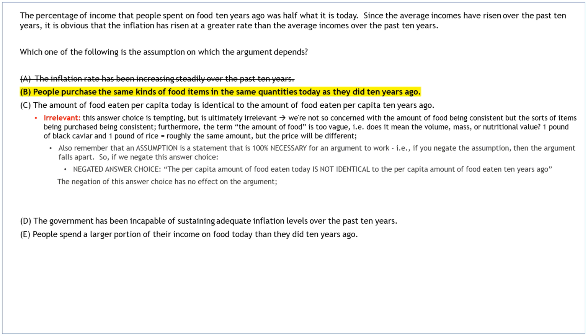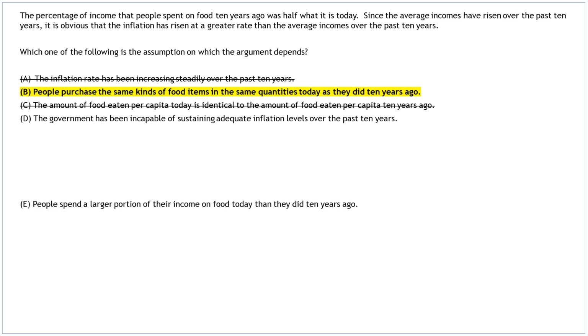Let's also test it, using the assumption negation technique. Negated answer choice: the per capita amount of food eaten today is not identical to the per capita amount of food eaten 10 years ago. The negation of this answer choice has no effect on the argument. Strike this choice out, and move to answer choice D.